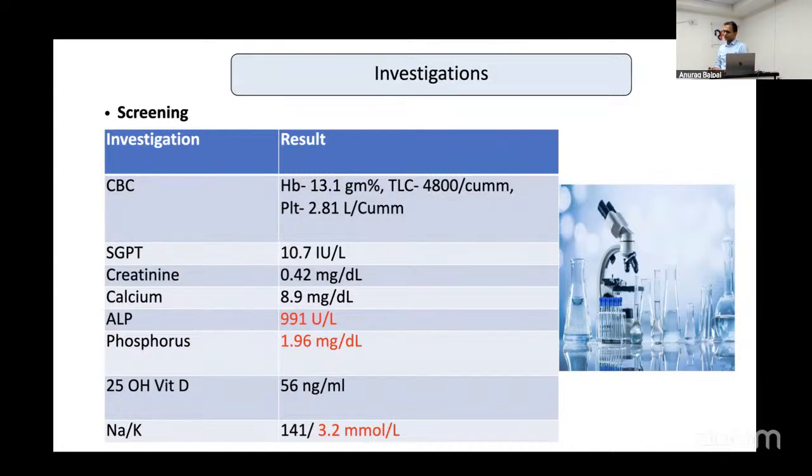If you look at these reports, what do these tell you? Low phosphorus, what does it mean? Low phosphorus can be present in any rickets. So it's basically ruling out renal failure. And it's ruling out some of the PTH problems, but it is not of any significance beyond that.